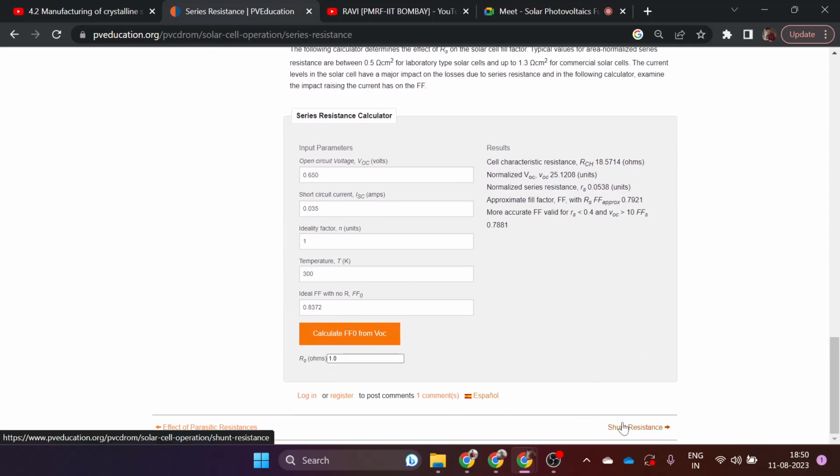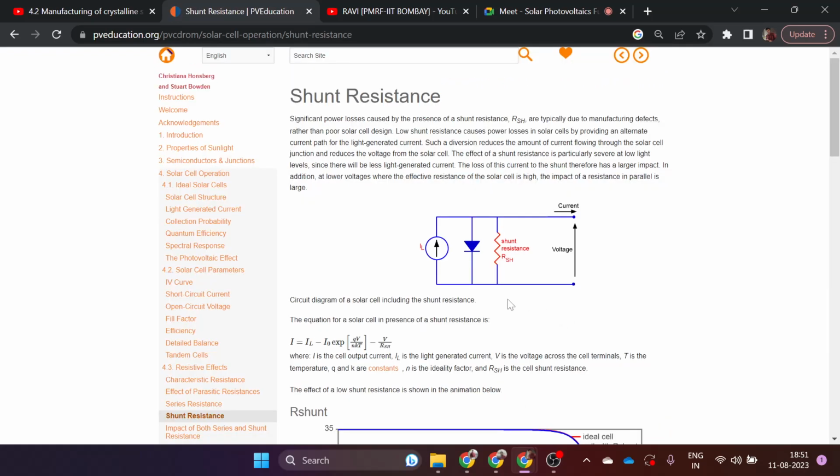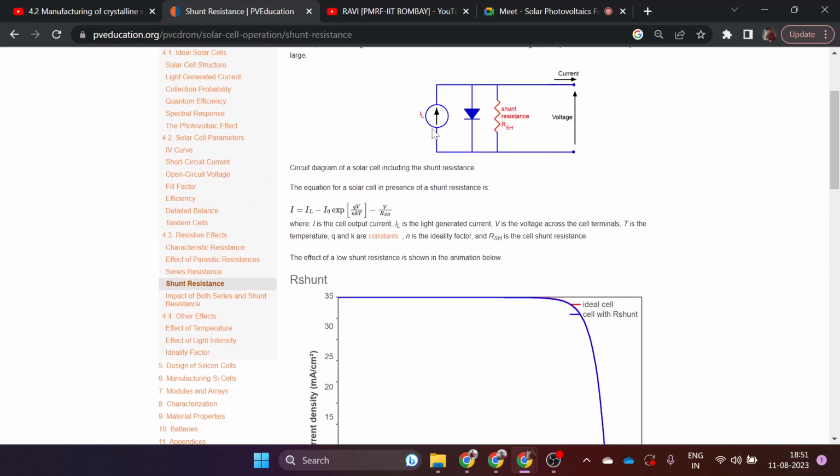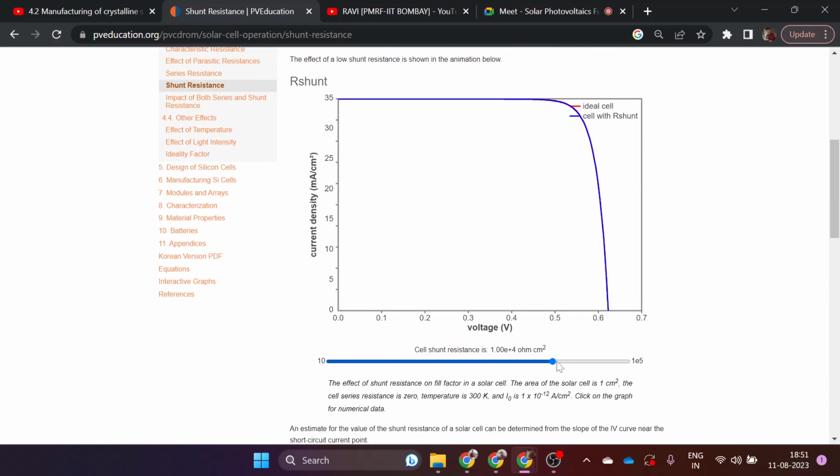In the same way, we will see the impact of shunt resistance. This is the shunt resistance. This is a solar cell with only shunt resistance. There is no series resistance. So see, ideally the value of a shunt resistance should be infinite, so it is matching with the ideal cell. But as with series resistance, as the shunt resistance value decreases, what will happen?